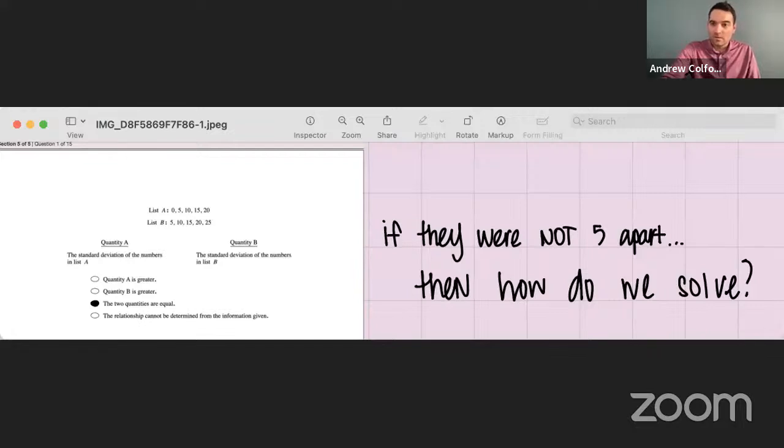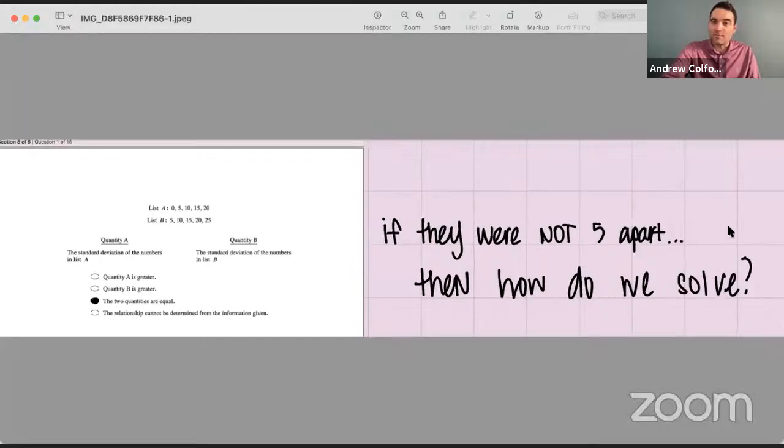Standard deviation. And so the question is, if they were not five apart, then how do we solve? I'm going to give a little bit of a cop-out answer here and say they probably wouldn't have you do that, because you are not required to know how to calculate the standard deviation. Or if they weren't five apart, there would probably be some other indicator of which one is greater. But let's do this question here.